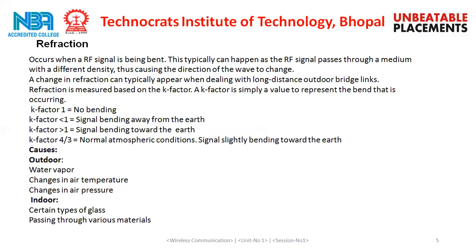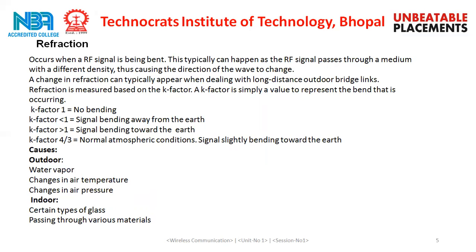Next, among the propagation mechanisms, we have refraction, and refraction also affects the signal. Refraction occurs when a radio frequency signal is being bent. This typically happens as the radio frequency signal passes through a medium with a different density, which causes the direction of the wave to change. A change in refraction can typically appear when dealing with long distance outdoor bridge links.